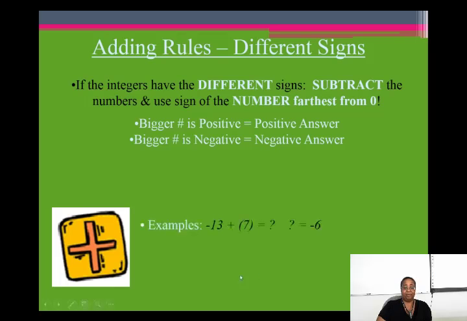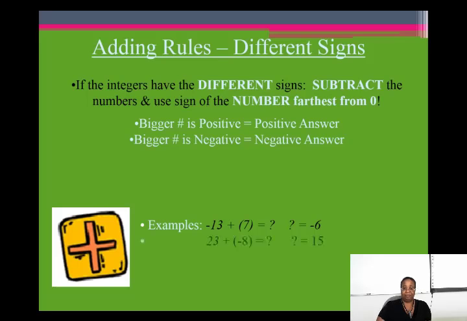So here's an example. If you have negative 13 and you're adding a positive 7, the two signs are different. The absolute value of negative 13 is 13. The absolute value of 7 is 7. Take the difference. 13 minus 7 is 6. Which one is further from 0? The 13, and it's negative. So your answer is going to be negative 6. You have to use the sign of the 13 because it's further from 0, and it's a negative 13.